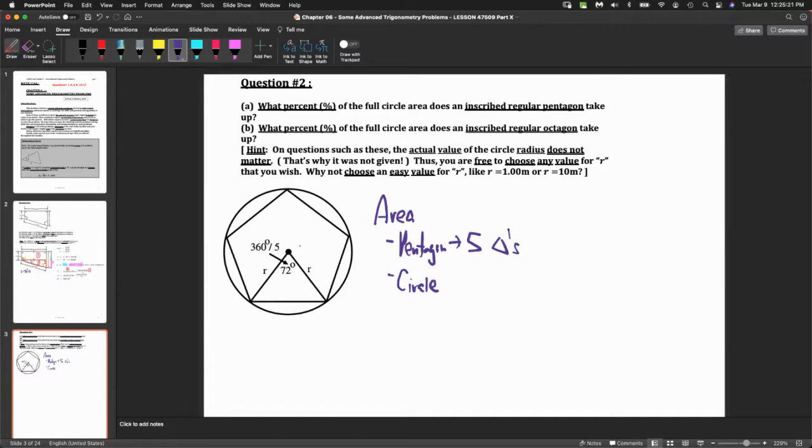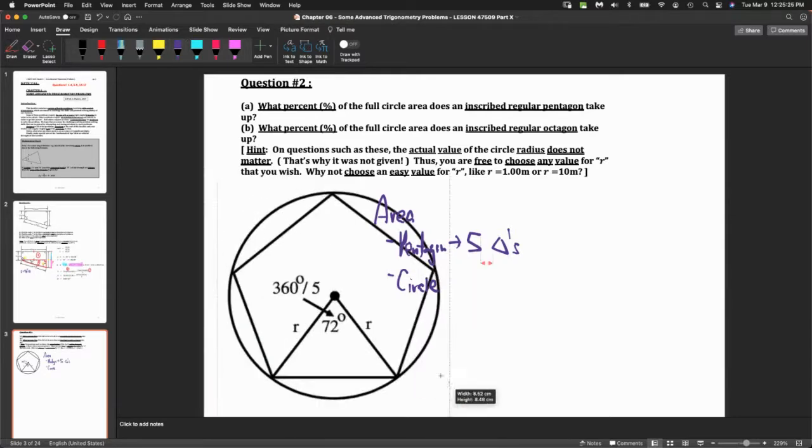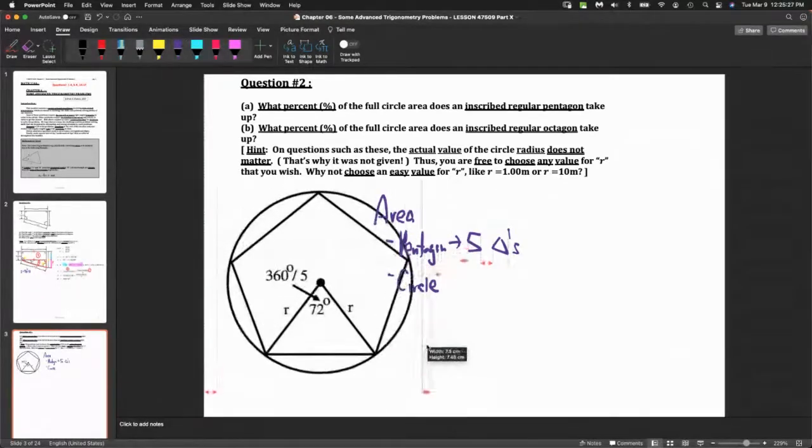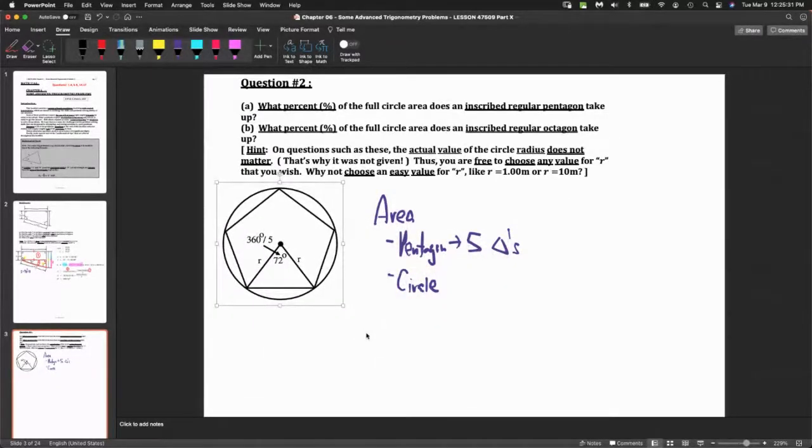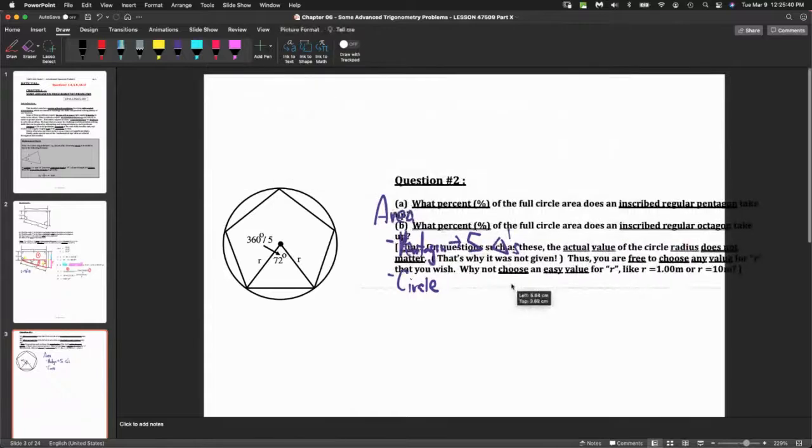And what that's saying is, it doesn't matter how big or how small this picture is. No matter how large or how small the picture is, the proportion, that is the percentage of the area that is occupied by the pentagon, will always be the same.